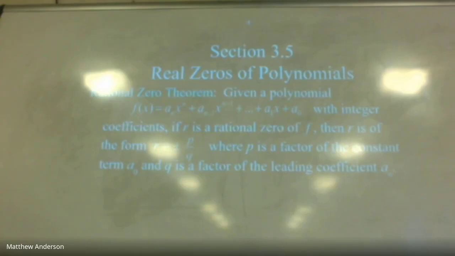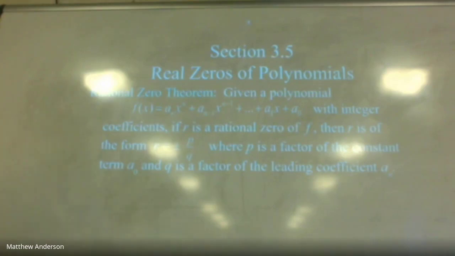Section 3.5, we're talking about real zeros of polynomials. So in section 3.4, we did some of the factor theorem, the division of different things. We're going to be using that in section 3.5 to help us find zeros. And so we're going to talk about, first of all, what is called the rational zero theorem.